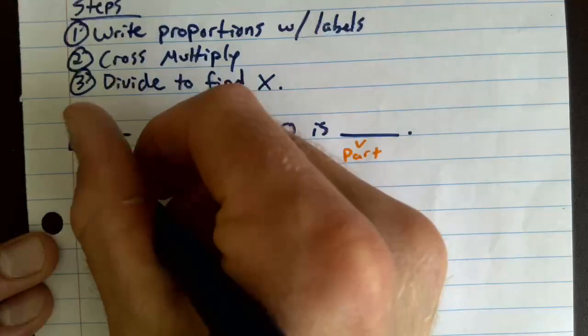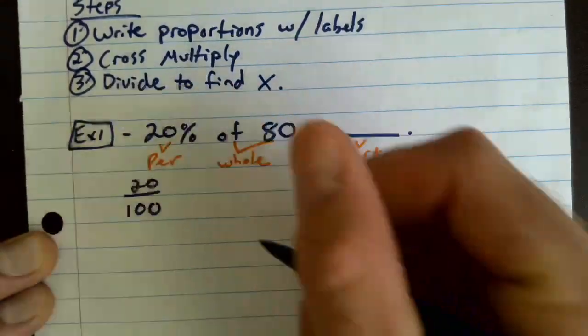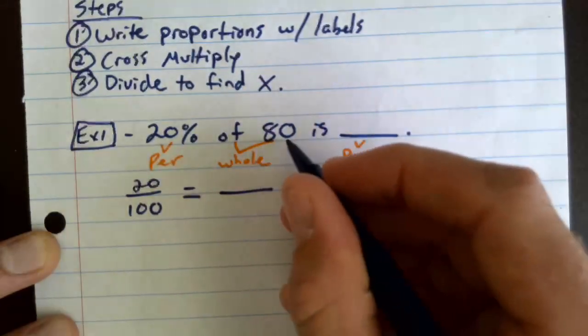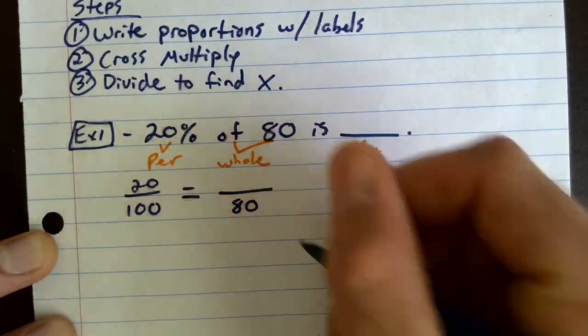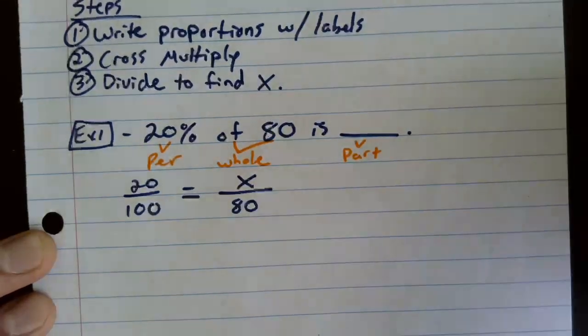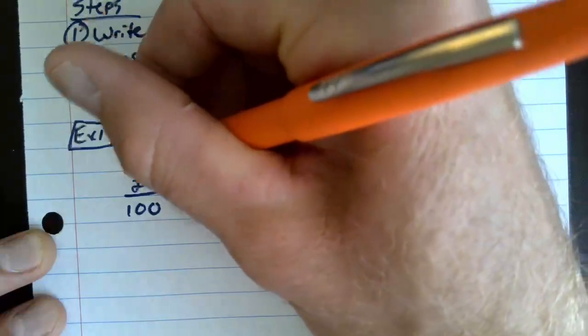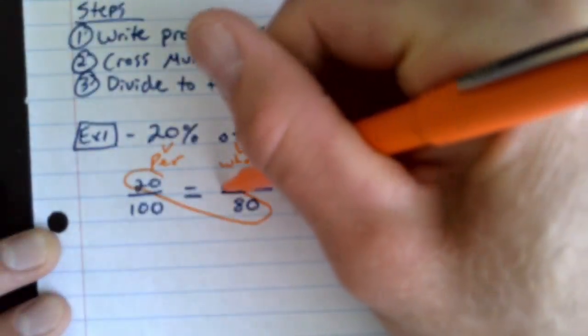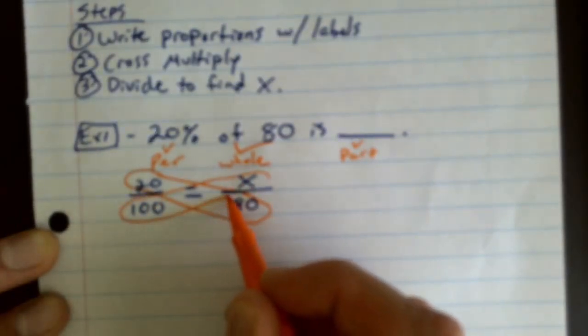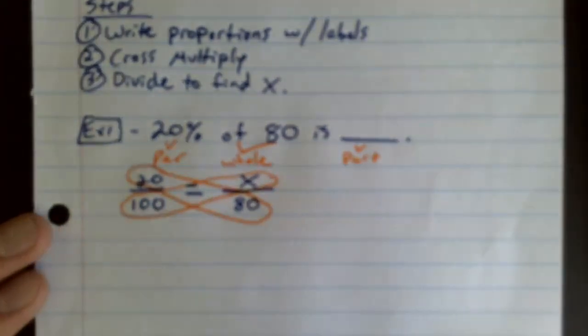So we know we have 20% over 100. Okay, and that equals what you have as your whole, which is 80. So your whole goes on the bottom, and your part is up top. Now we don't know what our part is, so we just put x, and then cross multiply is step 2. So just go and circle your 20 and 80. We'll multiply then, circle your 100 and x.